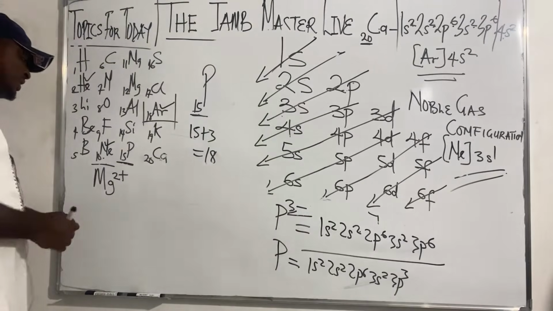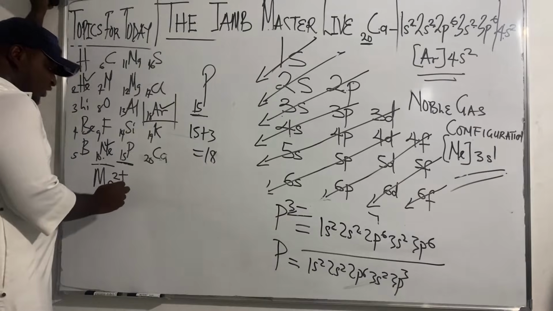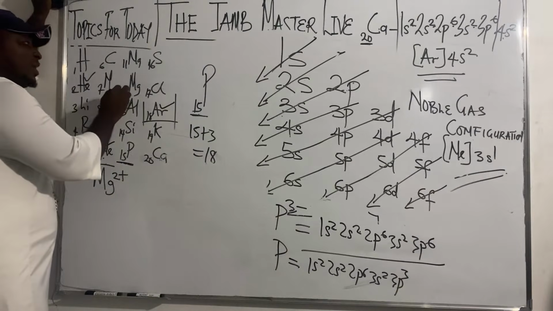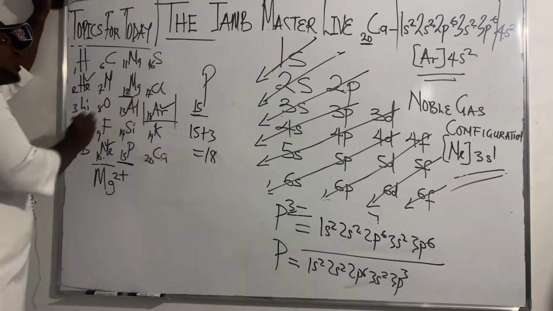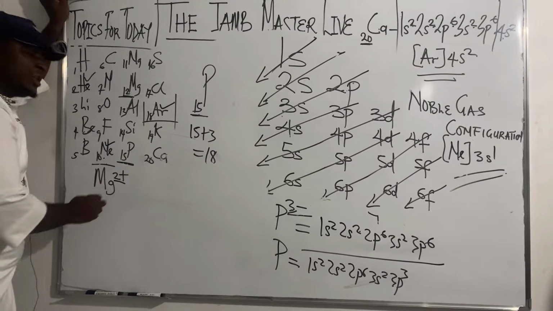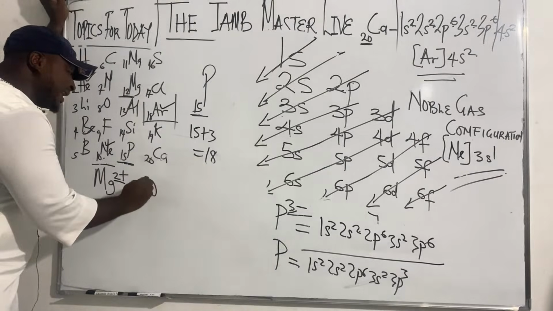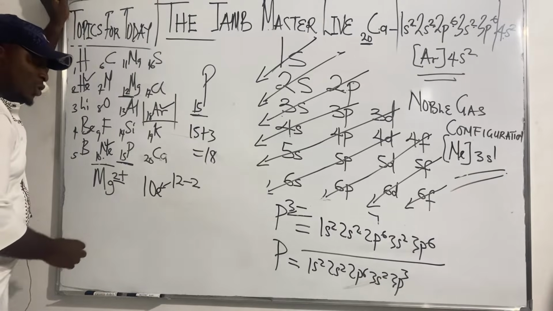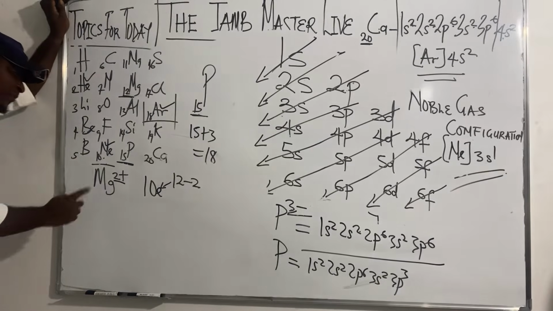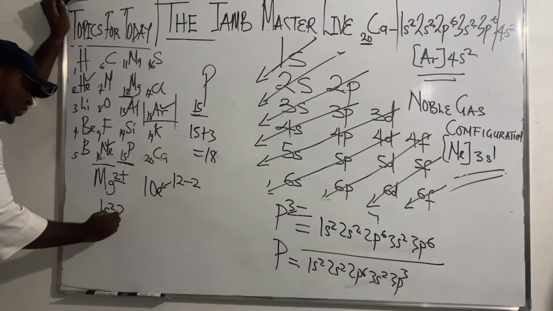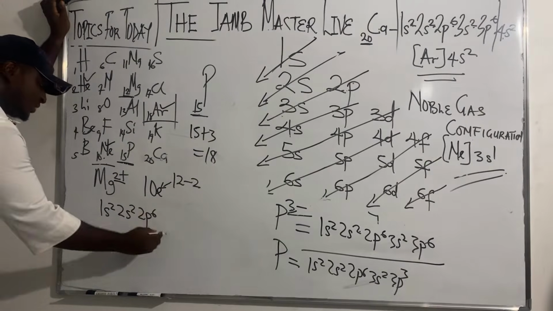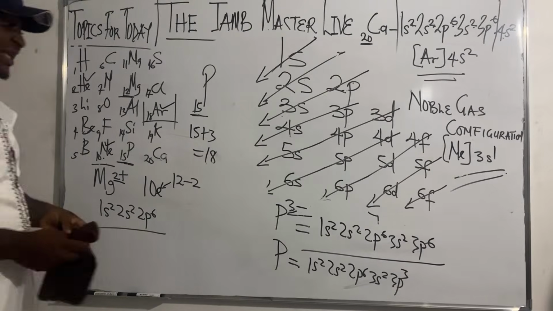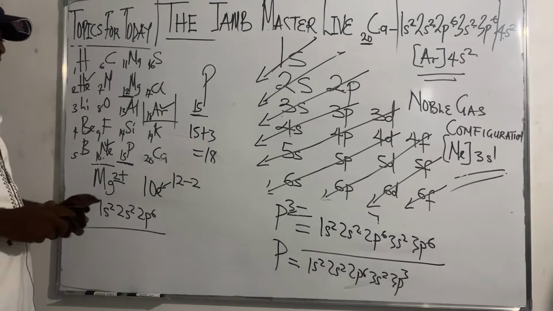Class, this positive 2 means that magnesium has lost 2 electrons. So we need to ask ourselves, how many electrons does normal magnesium have? 12. From the table, magnesium usually has 12 electrons. But 2+ means it has lost 2 electrons, so we are writing for 10 electrons, because 12 minus 2 is 10. So when writing a configuration for Mg2+, you're writing for 10 electrons. That's 1s2, 2s2, 2p6. Please take note of these things.